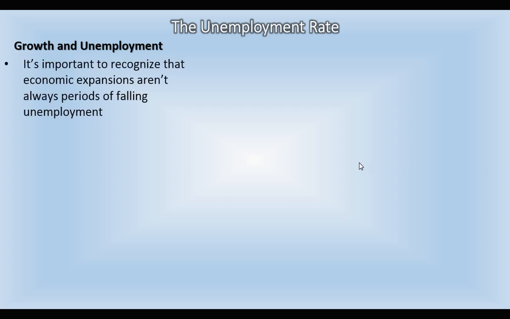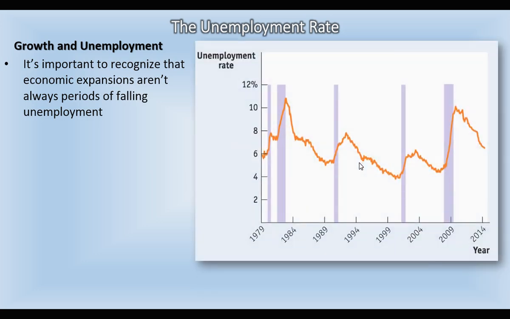So it's important to recognize that economic expansions aren't always periods of falling unemployment. So here we have, again, some unemployment time series data. Time series data is data that is tracked for a measure over periods of time. That's what we call time series data. So we have time series data here for the unemployment rate from 1979 to 2014.